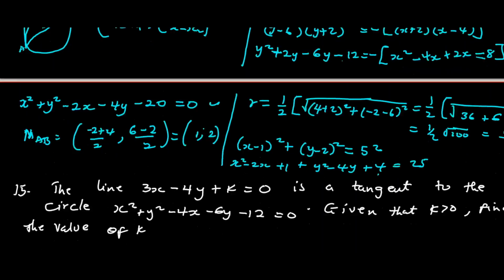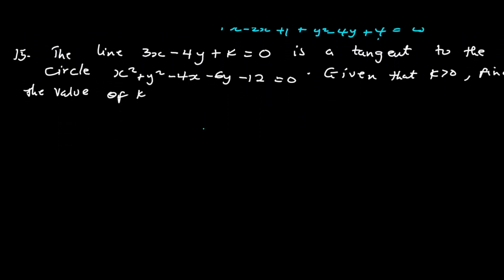Alright. Now let's move on to question 15. The line 3x minus 4y plus k equals 0 is a tangent to the circle x squared plus y squared minus 4x minus 6y minus 12 equals 0. Given that k is greater than 0, find the value of k.